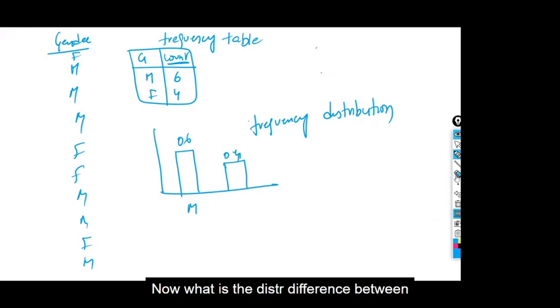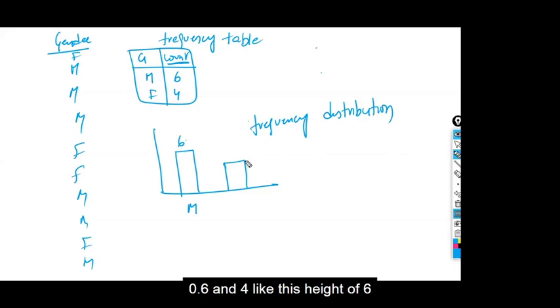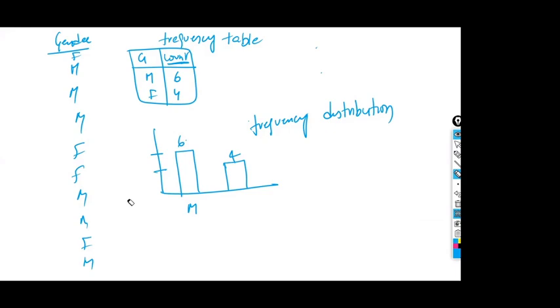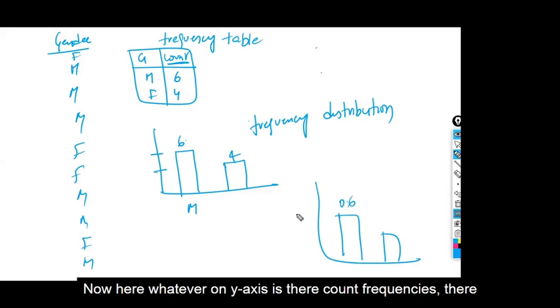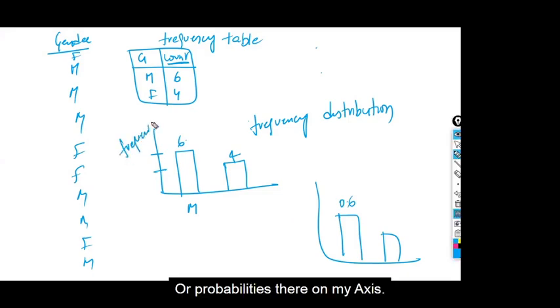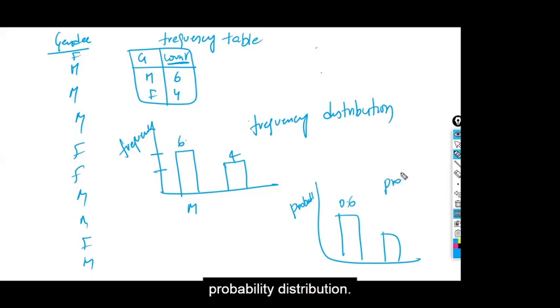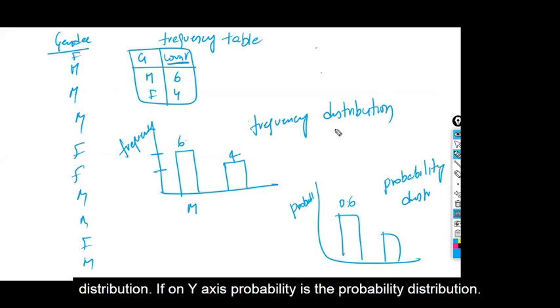Now, what is the difference between these two? For example, you are representing the height of 6 and the height of 4 like this. This is called a frequency distribution. If you are calculating the probability and distributing it, that is 0.6 and 0.4. Now here, is it count or frequency on the y-axis, or probability? If probability is on the y-axis, then it is called a probability distribution. If frequency is on the y-axis, it is called a frequency distribution. If probability is on the y-axis, probability distribution.